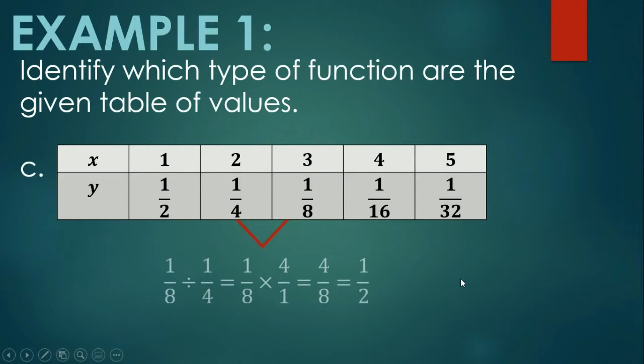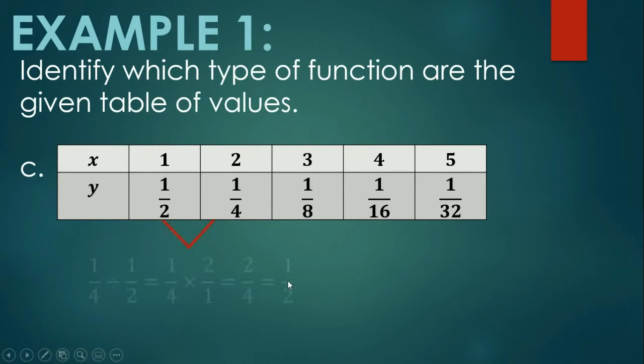The third pair, 1 all over 8 divided by 1 fourth is equal to 1 all over 8 times the divisor, the reciprocal of the divisor. 1 fourth, the reciprocal is 4 all over 1. 1 times 4 is 4. 8 times 1 is 8. So if we simplify this, we have 1 half. So 1 half din yung kanyang quotient.